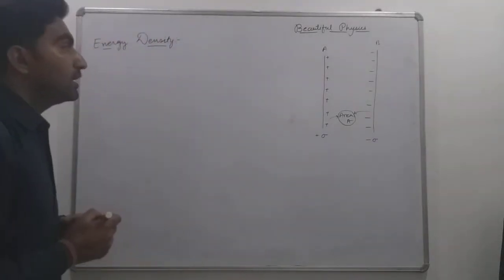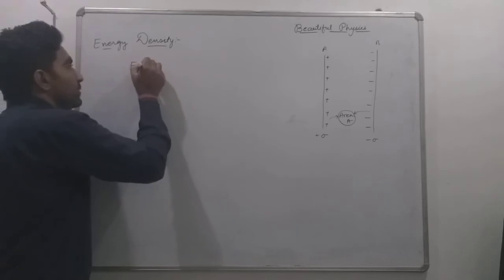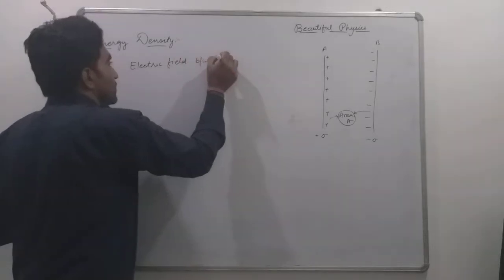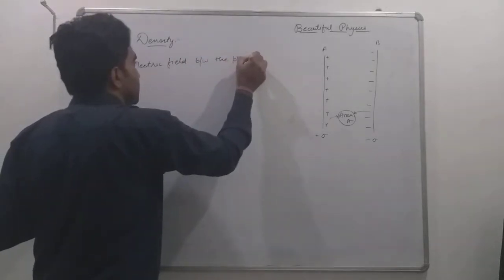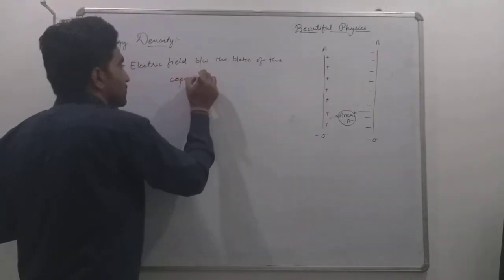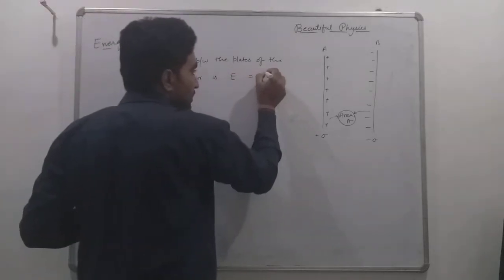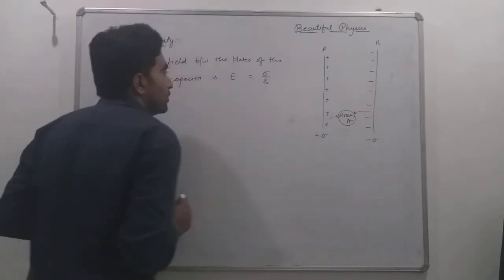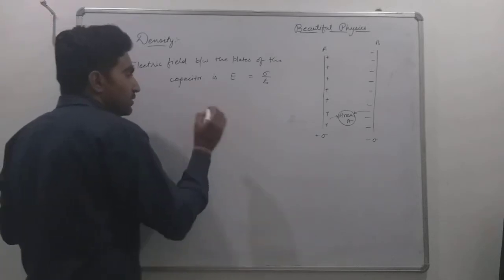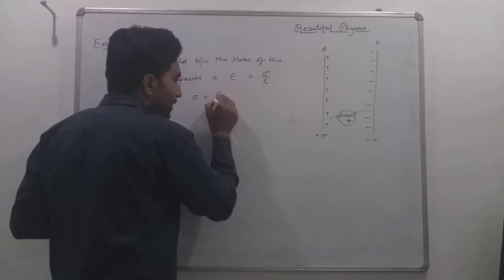We know that the electric field between the plates of the capacitor, written as E, is equal to sigma by epsilon naught. Sigma, we know, is the surface charge density, and it is equal to Q by A.